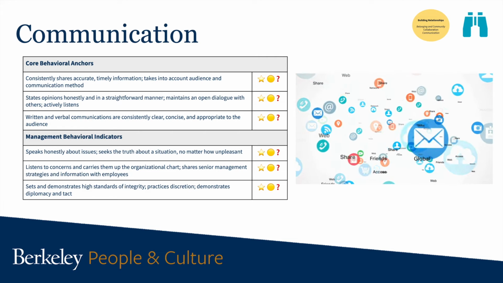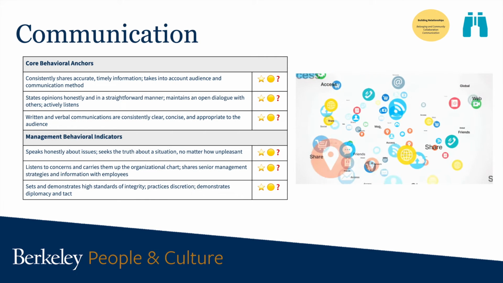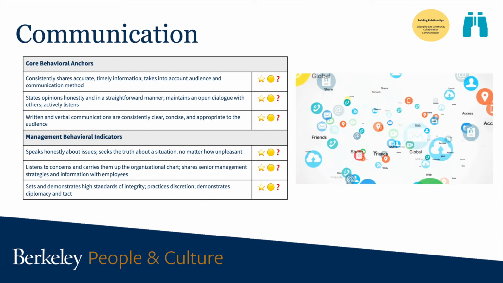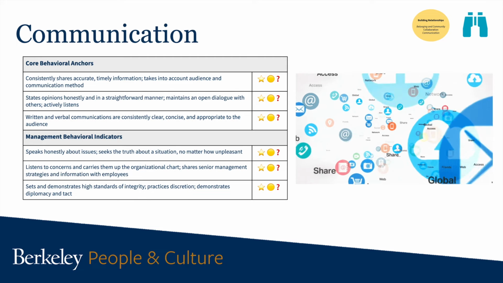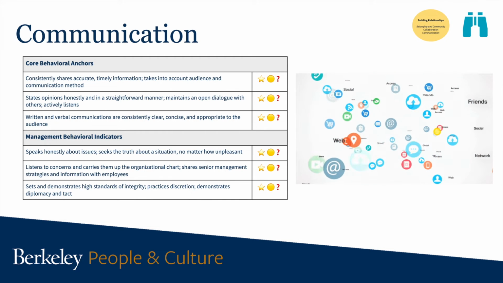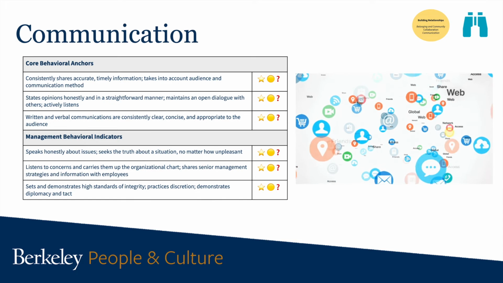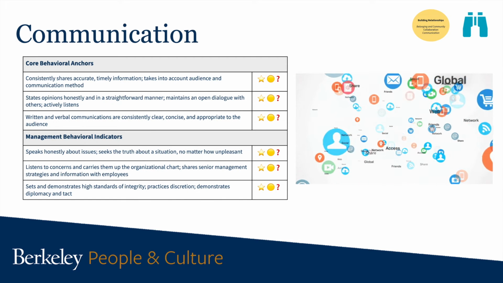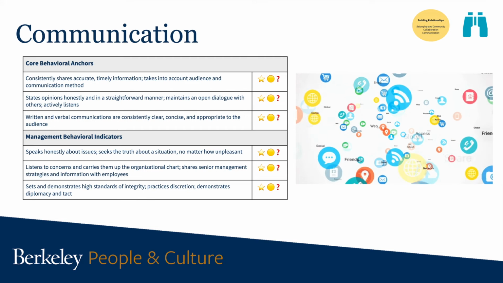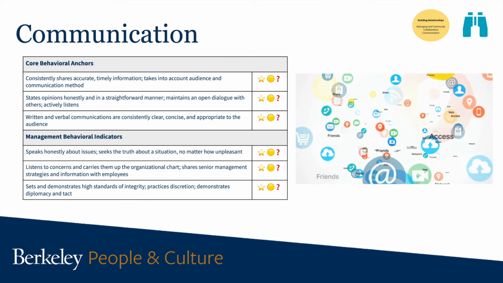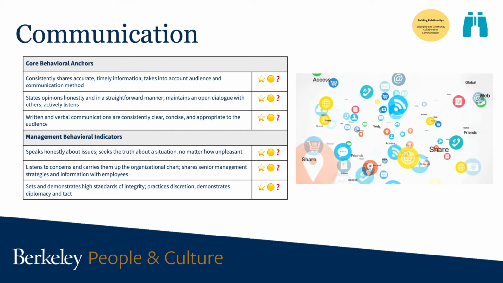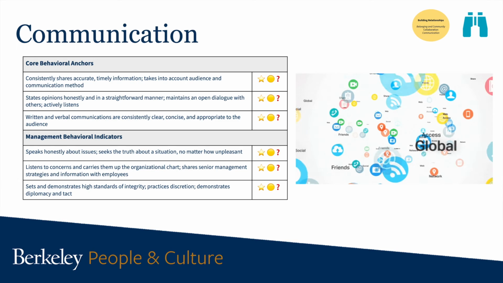Managers have a huge role in modeling and demonstrating effective communication behaviors so that the team can mirror and reflect their own core anchors. As a manager, speak honestly about issues, seek the truth about situations, no matter how unpleasant. Listen to concerns and carry them up through the organizational chart. Coming back down the organizational chart, share senior management strategies and information with employees. Lastly, demonstrate high standards of integrity, practice discretion, and model diplomacy and tact.